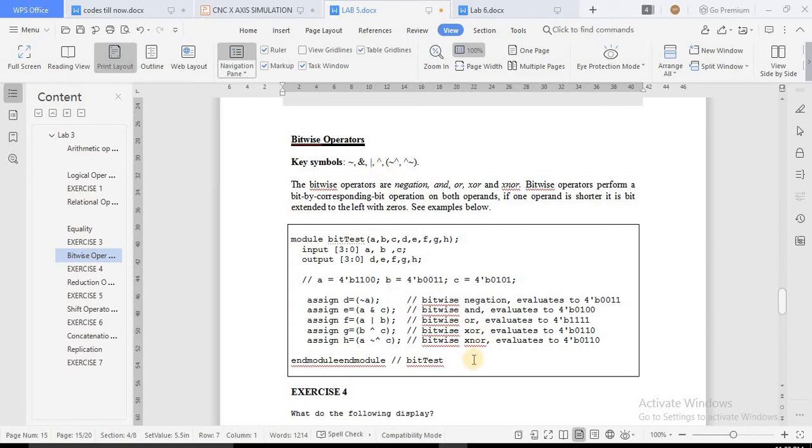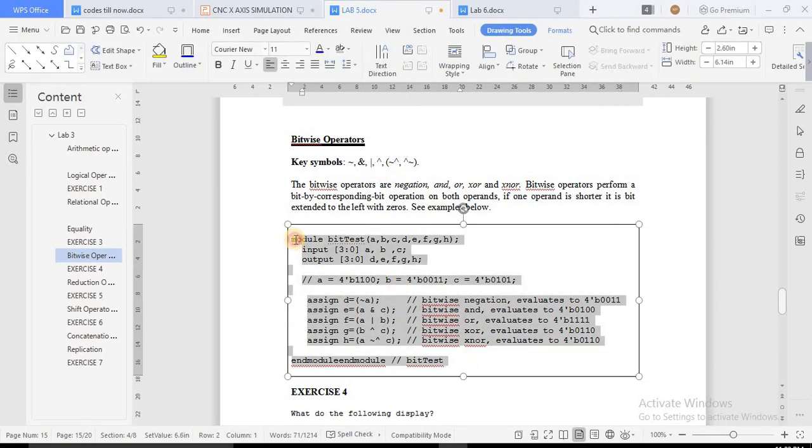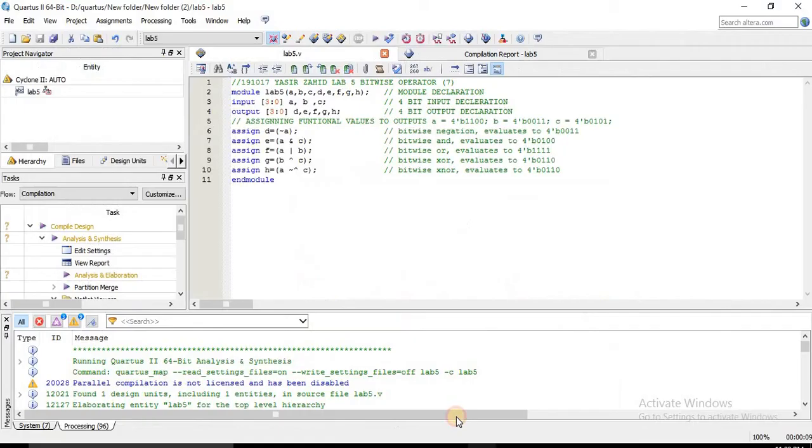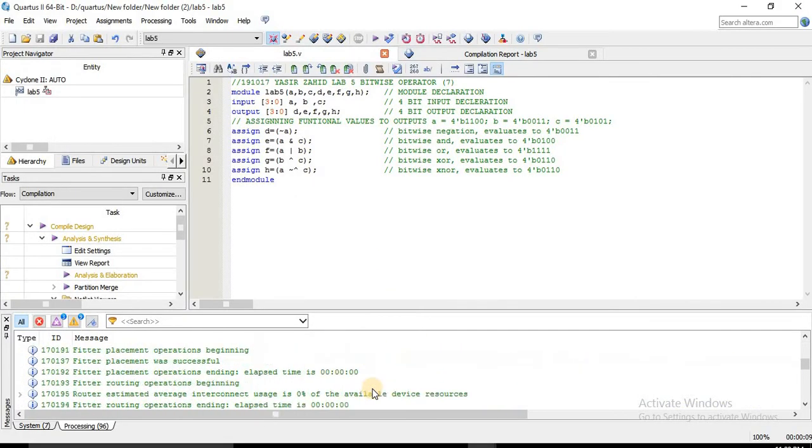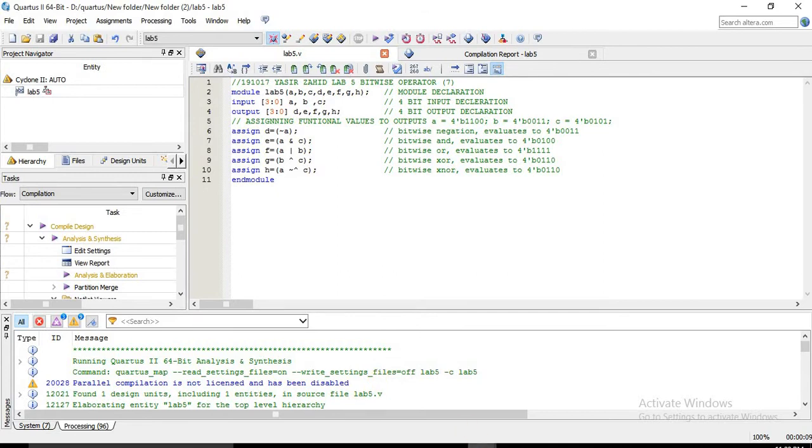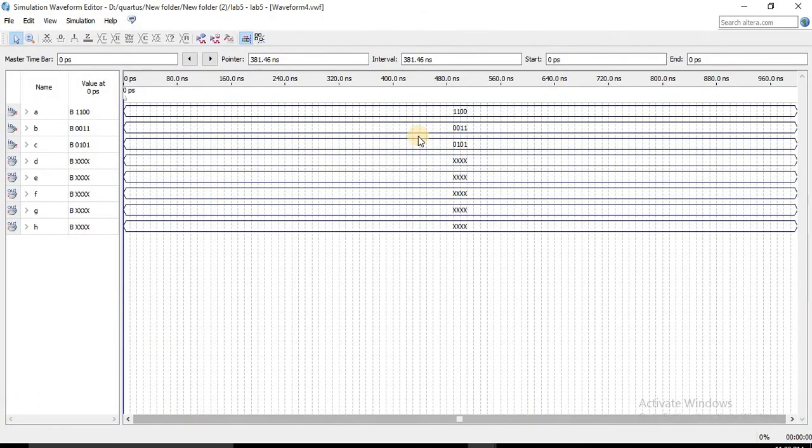Now to demonstrate this, we are going to run this test, and I have already written this in Quartus, already compiled it. You can see here I have 0 errors. Now moving to its waveform, here I have assigned the values that were given in the question: 1100, 0011, and 0101. It's not one thousand one hundred because it's binary. And now we will simply compile it.